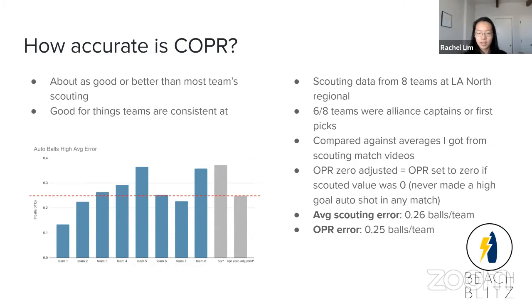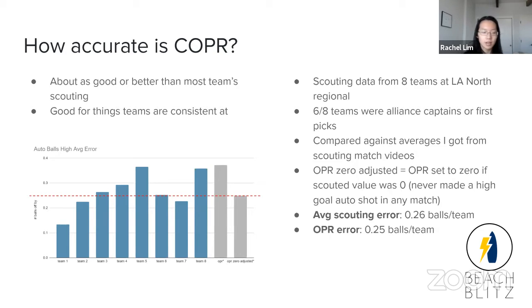8 teams graciously allowed me to use the LA North scouting data. As a quick point of reference, 6 of these teams were alliance captains or first picks. So the scouting data, I think, would trend above the average accuracy just because they're more likely to need to use it than an average team.